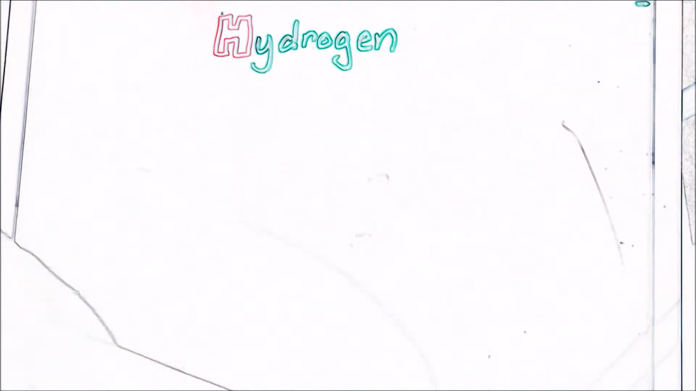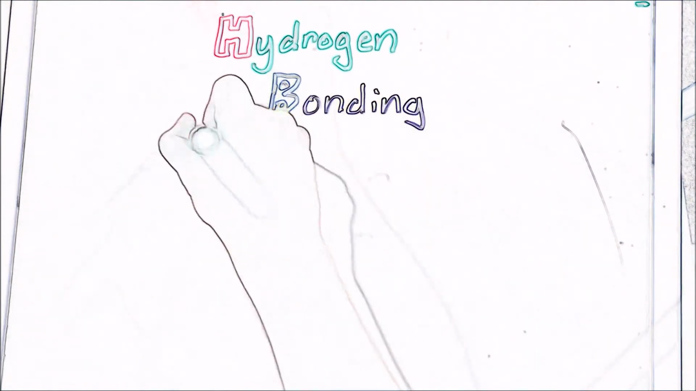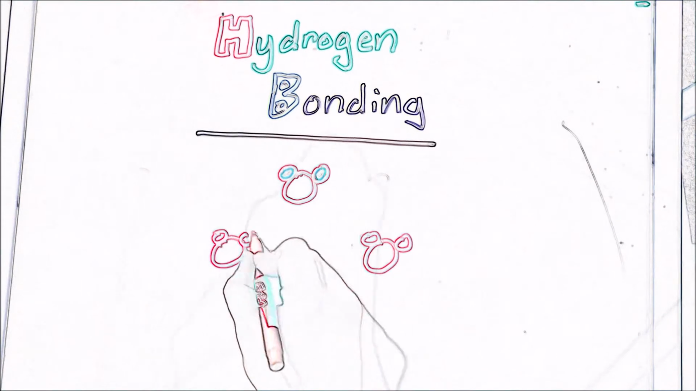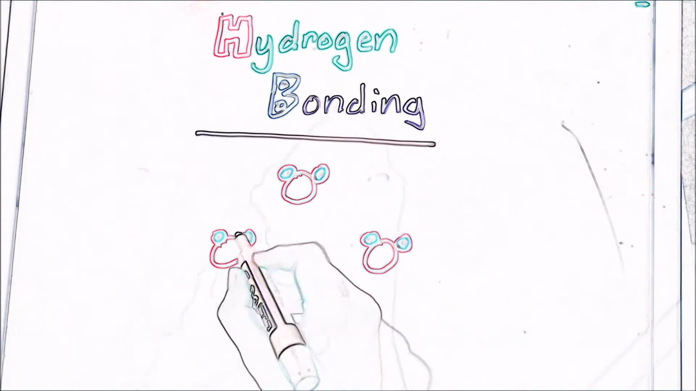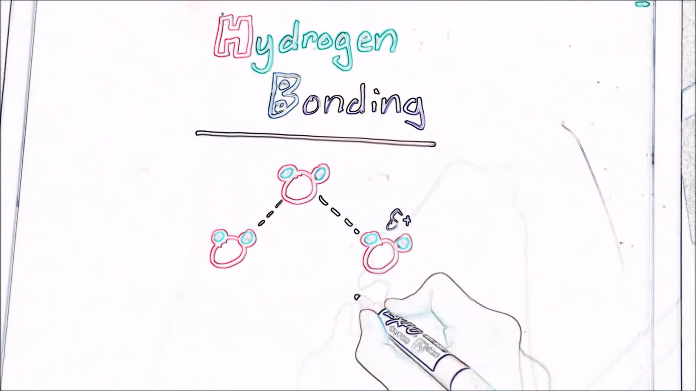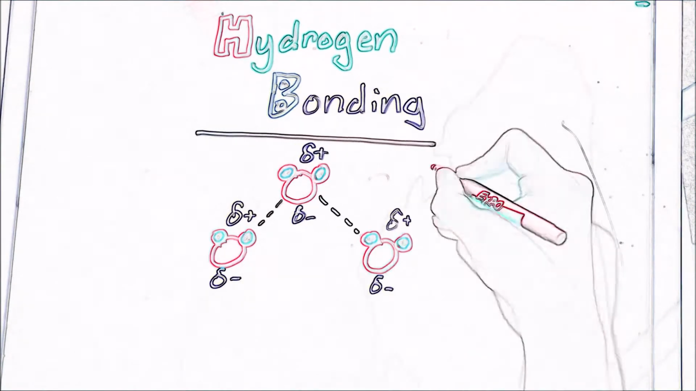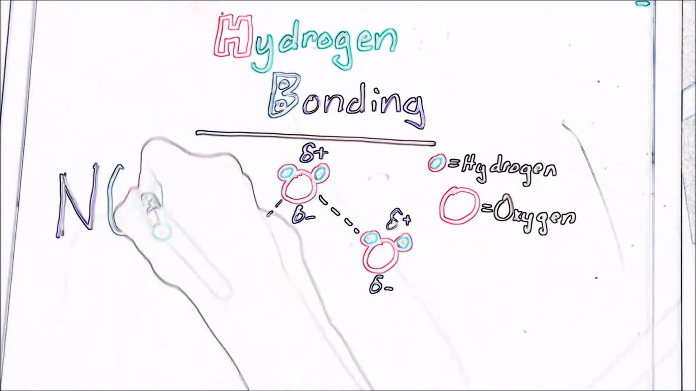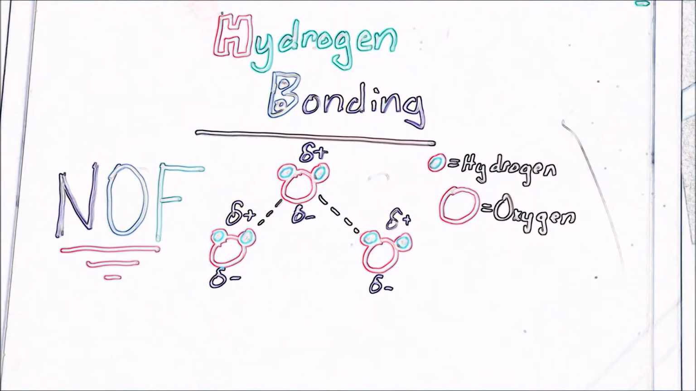Hydrogen bonding is a special form of dipole-dipole forces. This means that it still consists of a partially negative end of an atom bonded to the partially positive end of another atom. This bond is stronger than that of a dipole-dipole force, as it consists of a hydrogen atom bonded to a highly electronegative atom, such as nitrogen, oxygen, or fluorine.